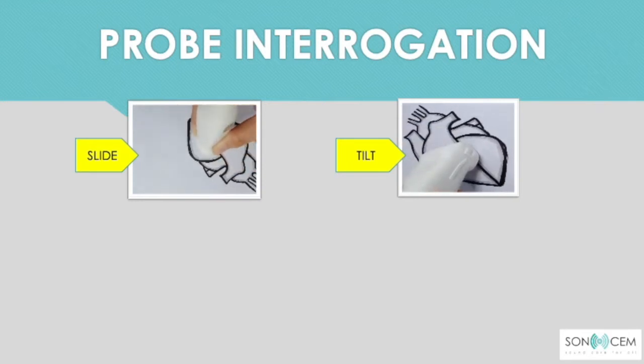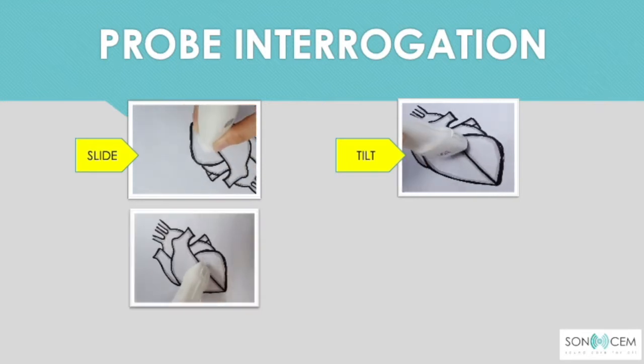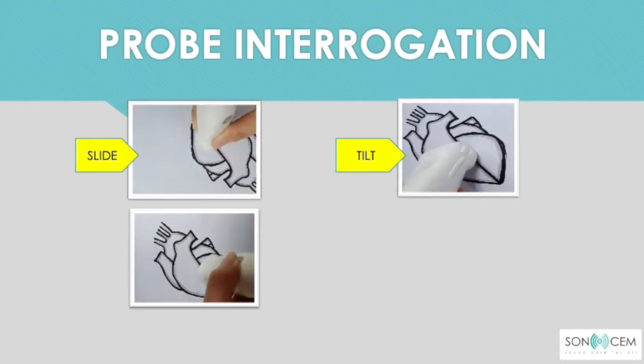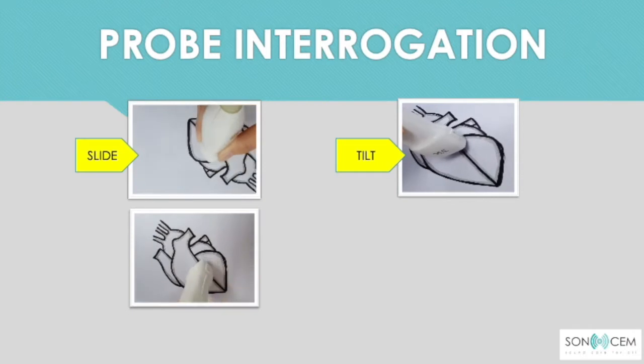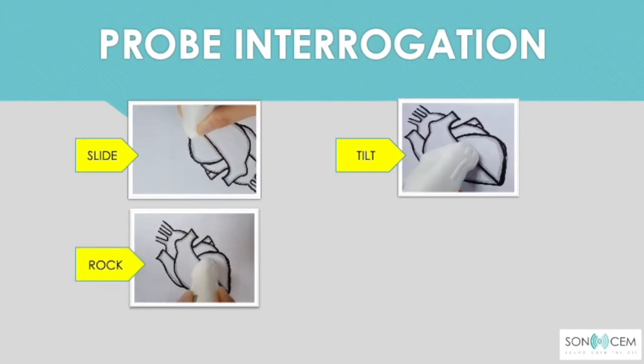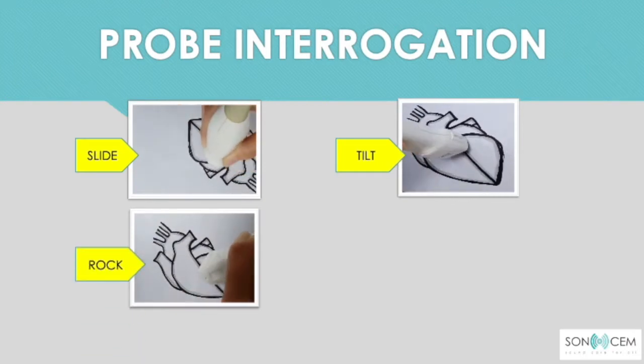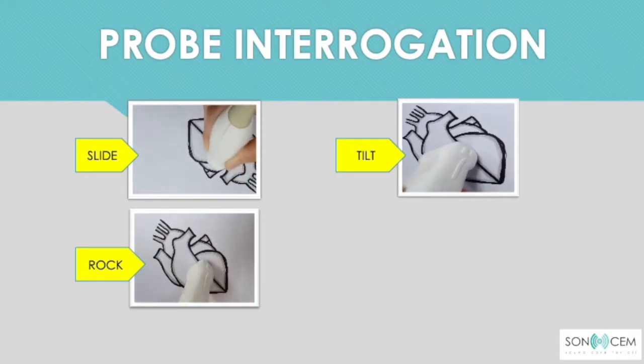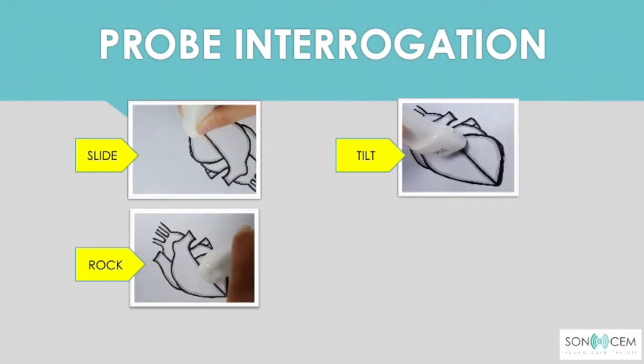Okay, next, the third movement. This is what we call rocking. It is different from tilting. Rocking refers to the movement of the transducer in the same plane as the field of view.